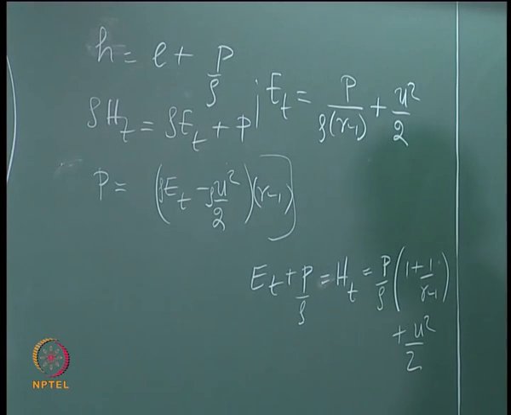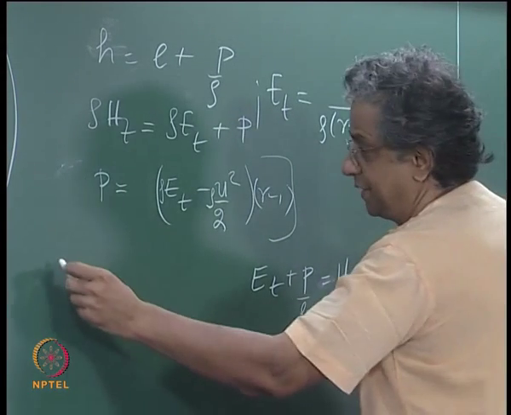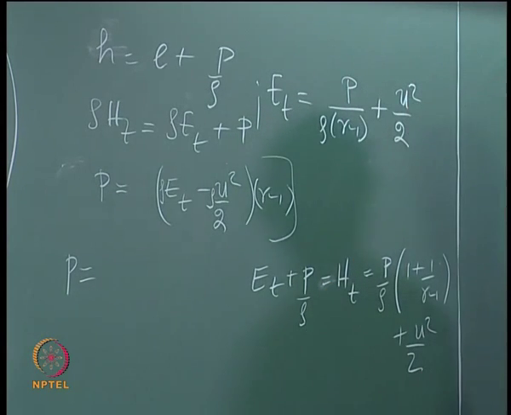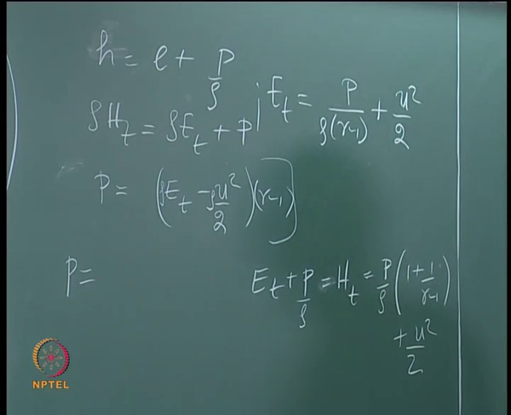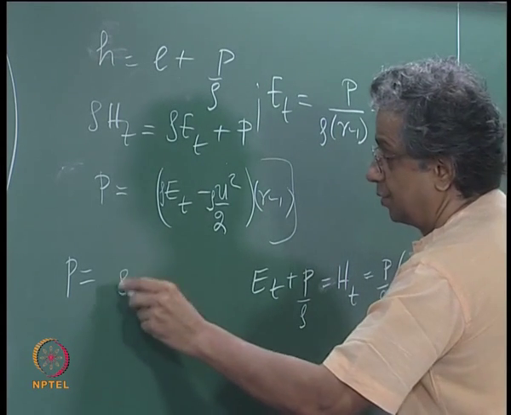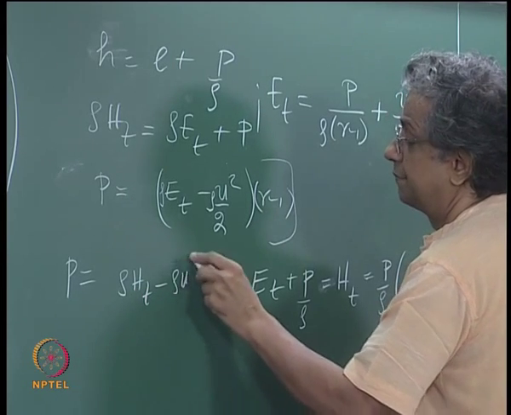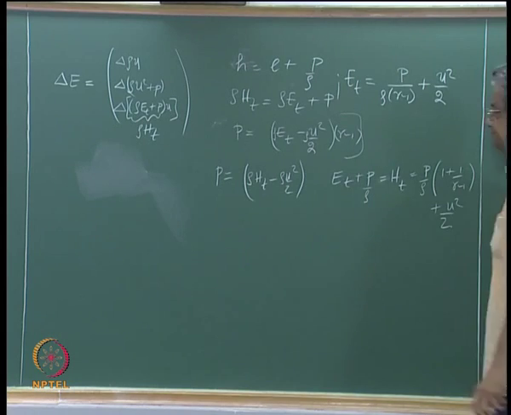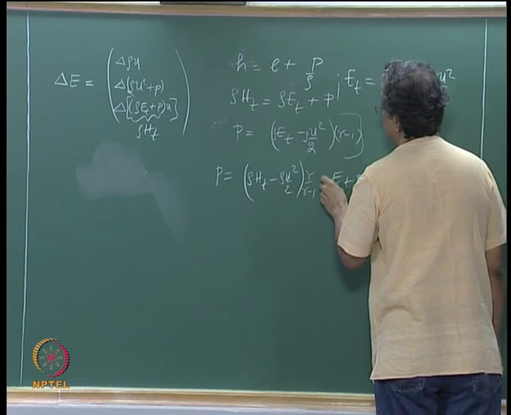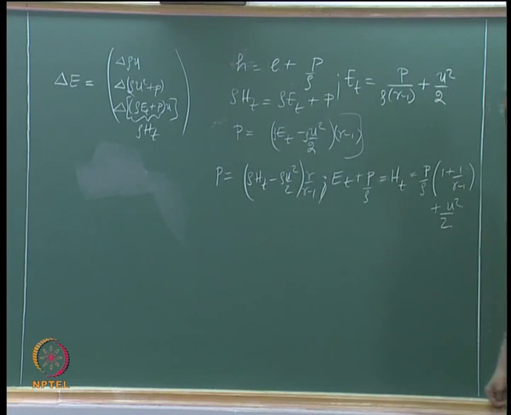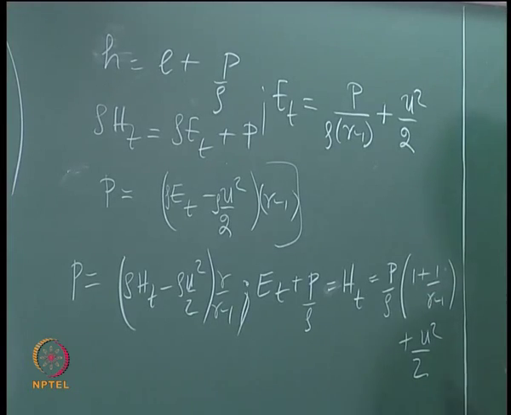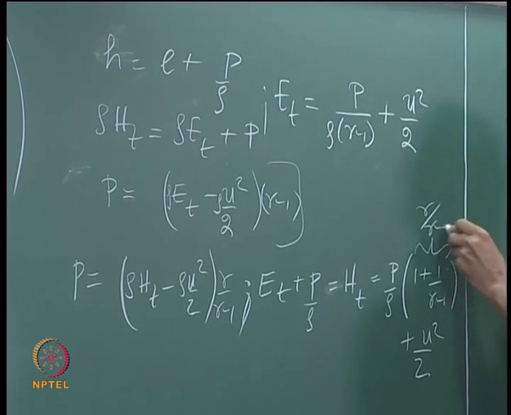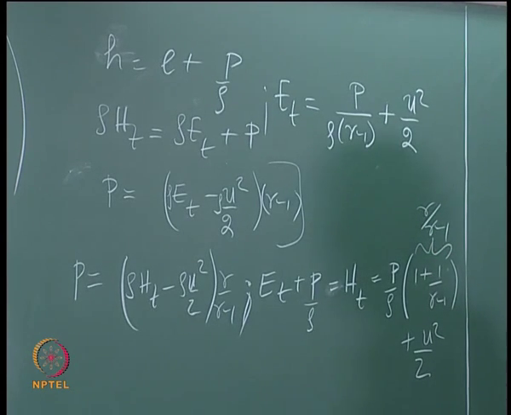So I get a gamma divided by gamma minus 1. So in fact, the same p can be written as rho ht minus rho u squared by 2 into gamma by gamma minus 1. Is that fine? Okay. The only difference is that this gives me a gamma by gamma minus 1. Little manipulation.